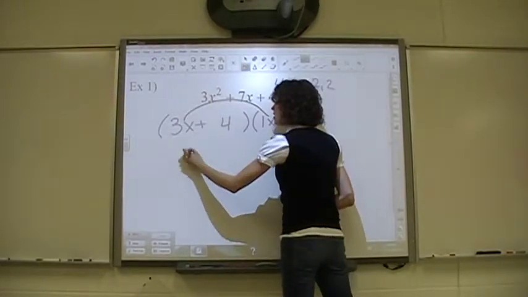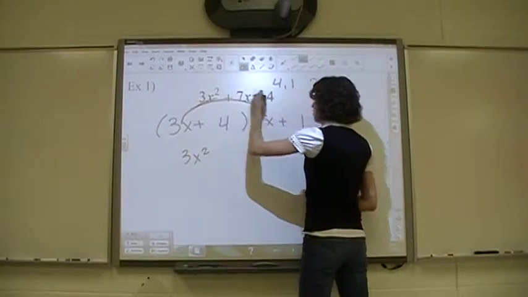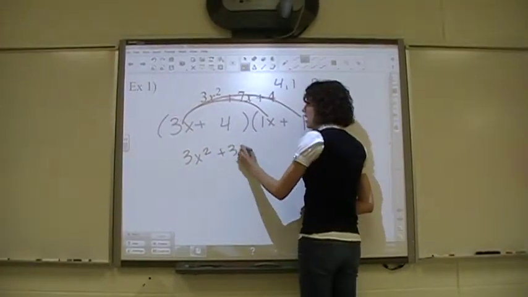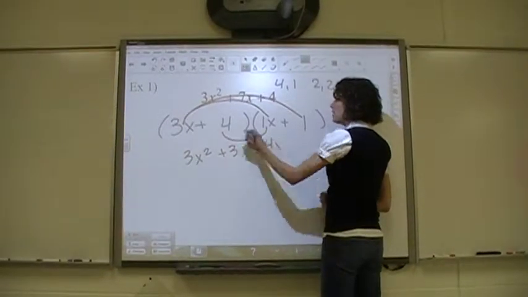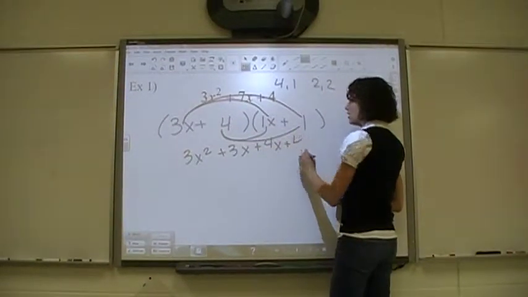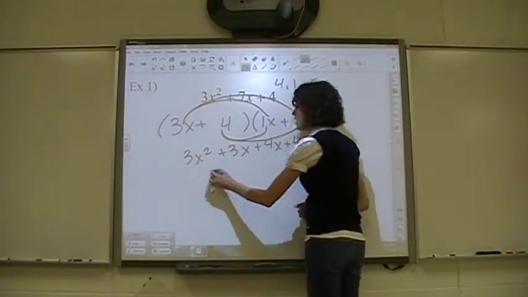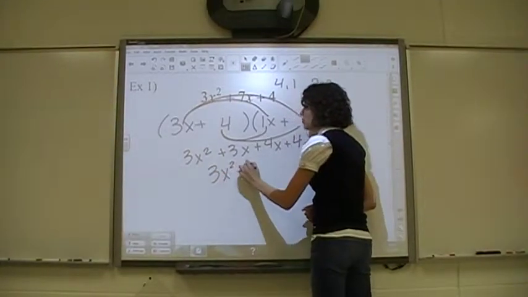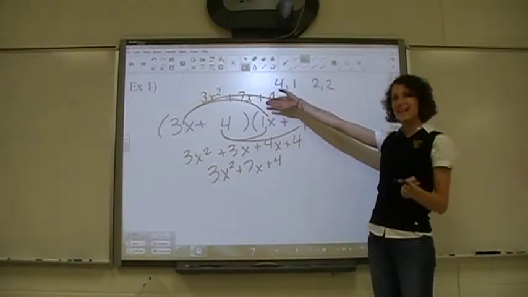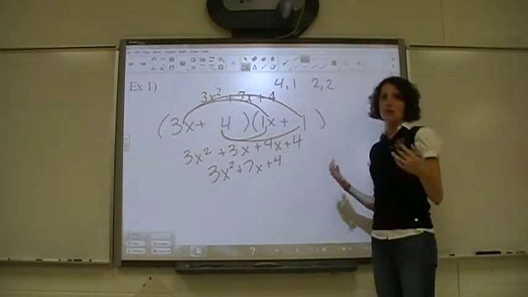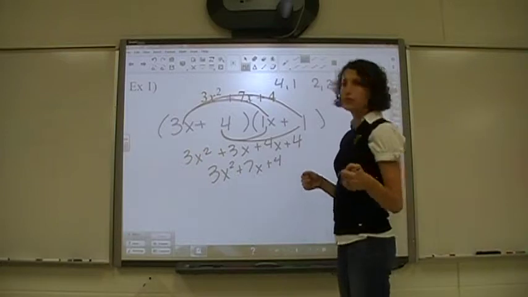3x times 1x gives me 3x squared. 3x times 1 is plus 3x. 4x times 1x is plus 4x. And then 4 times 1 is plus 4. So when you combine your like terms, 3x squared plus 7x plus 4, which is what we wanted to get. So guess and check worked rather than just going through and doing the rewrite method.